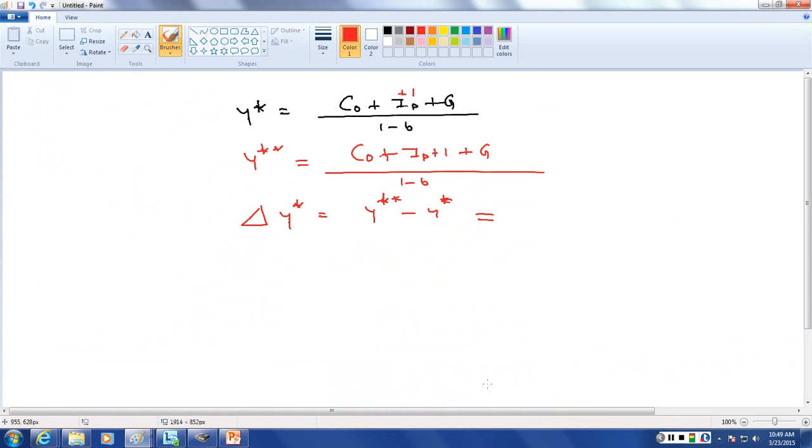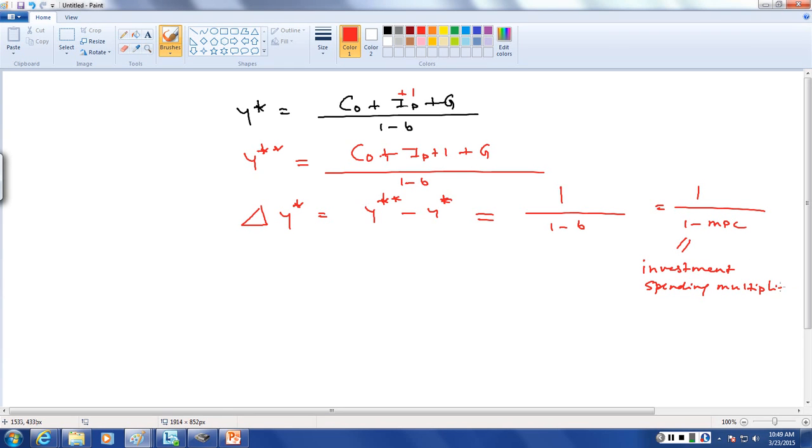So in the end, we would end up with, again, 1 divided by 1 minus B, which is 1 divided by 1 minus the MPC. And isn't that the value of the investment spending multiplier as derived in the other way? Yes? So this is how you can get the investment spending multiplier using this alternative method.